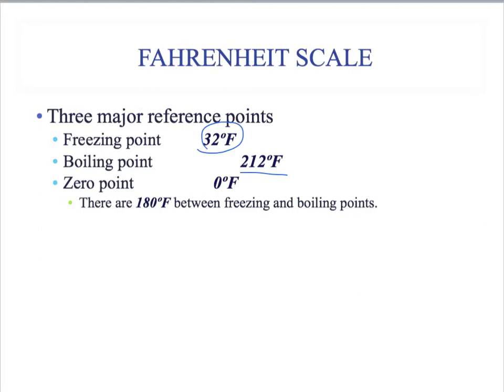The 0 point in the Fahrenheit scale is obviously going to be 0, but it doesn't really mean anything. But we'll find in the other two scales, it does have a meaning. So one thing that we want to be sure we understand here is that there are 180 degrees Fahrenheit between freezing and boiling points. So that means between boiling and freezing, the numbers are broken up 180 times. Okay, so that's what that means.